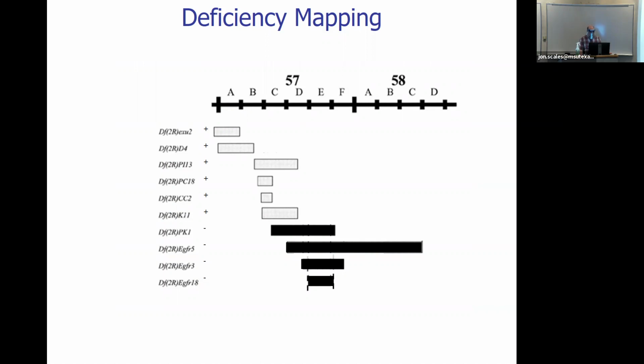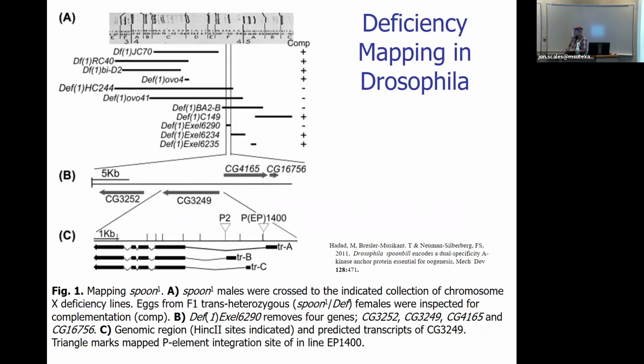So here's an example. Let me look at the real example here. They got this mutation. The mutant was called Spoon. I don't know why. It didn't like forks or something. And here's the chromosome. They took all of these different fruit flies that had deficiencies all throughout this region of the chromosome. Here's the fruit fly, and here's its normal chromosome, and it's missing this much. It's missing all of those genes right there. You just draw a line straight up. So this fruit fly, DF1JC70, is missing everything from here to here.